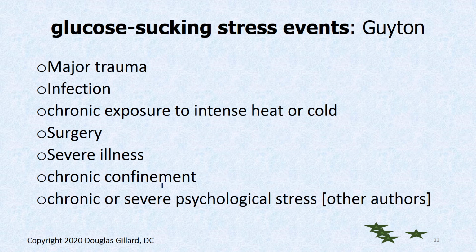What are the stressful events? I think we've talked about them before, but some major type of trauma: you break your femur, you break your back, a big infection, chronic exposure to heat. These are Guyton's list: heat or cold, so if you're freezing to death, surgery, severe illness, chronic confinement, like prisoners in solitary confinement, chronic or severe psychological stress. I had to add that in there, Guyton. Sorry about that, but that's definitely a glucose-sucking stress event, according to many other authors. They didn't list that one, though.